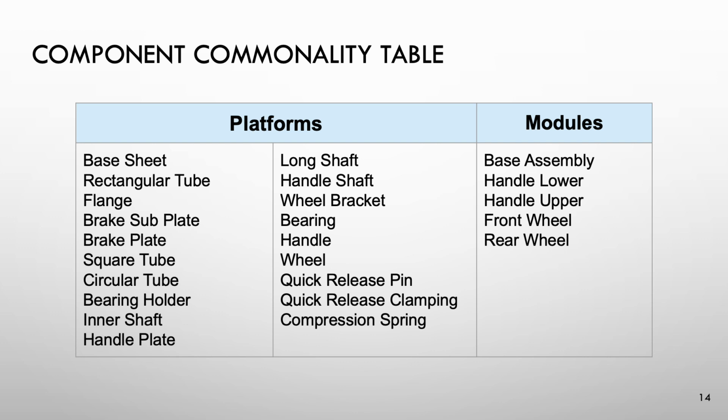The component commonality table is derived from the functional differentiation table, as well as the function component mapping matrix. The big thing to note here is that all parts can be simplified to 5 modules, including the base, upper and lower handle, and the front and rear wheel. The hinge was not considered a module, as the spring is the only platform integral to its use.